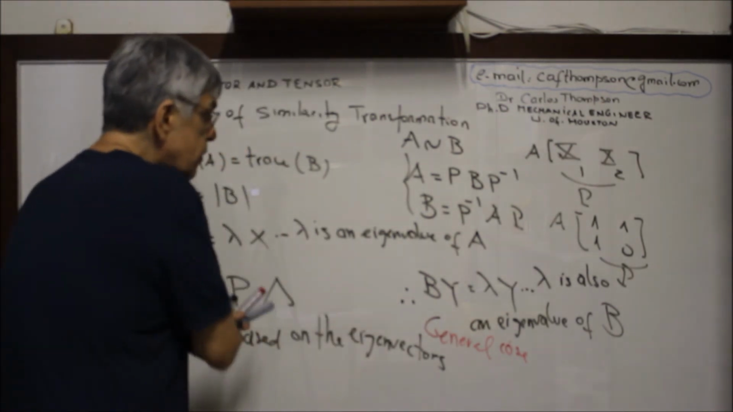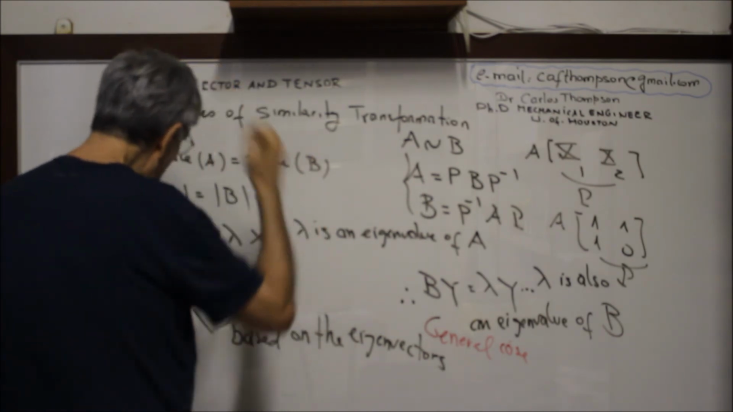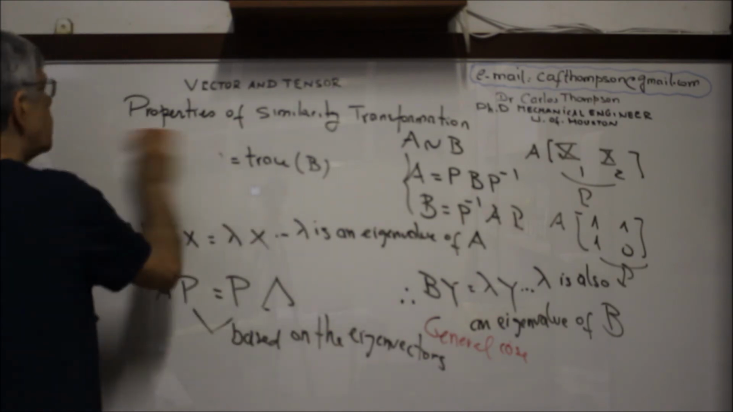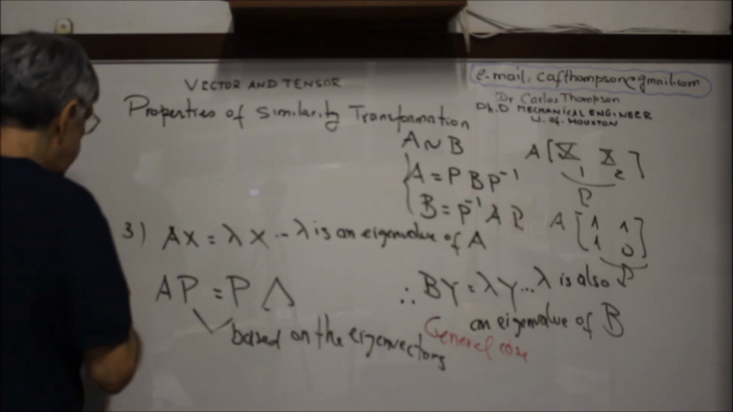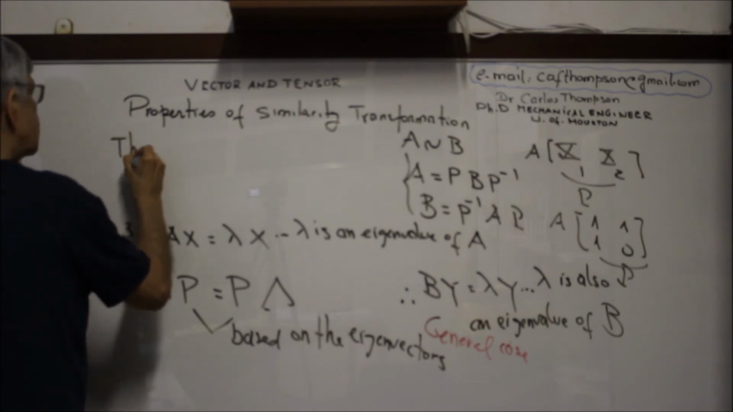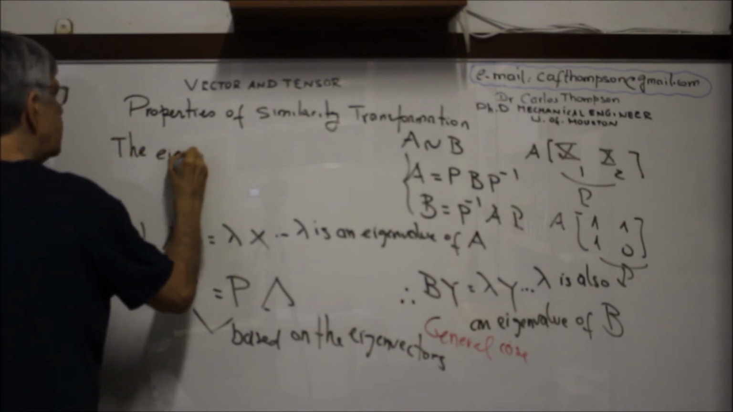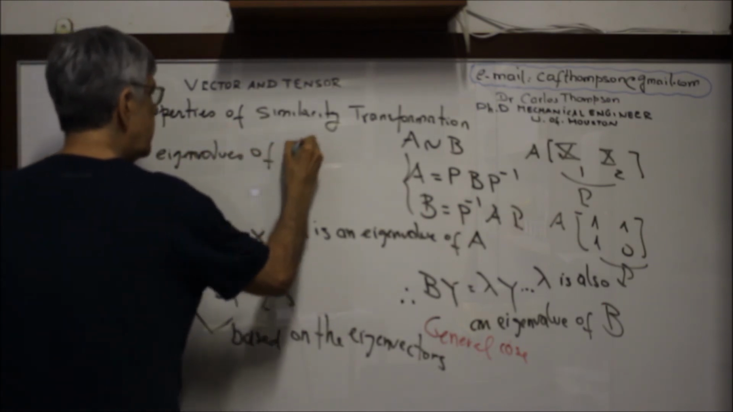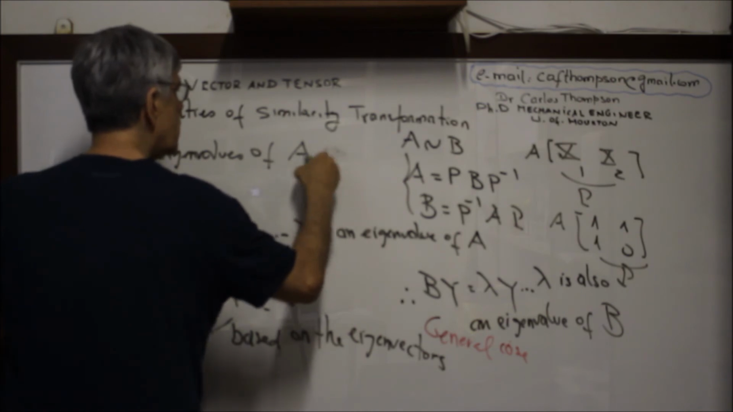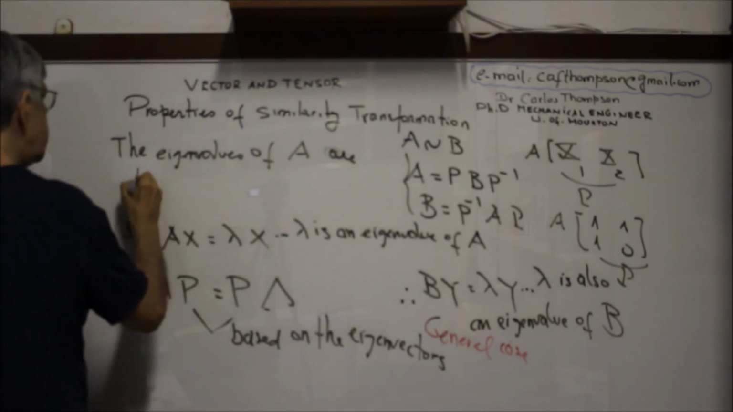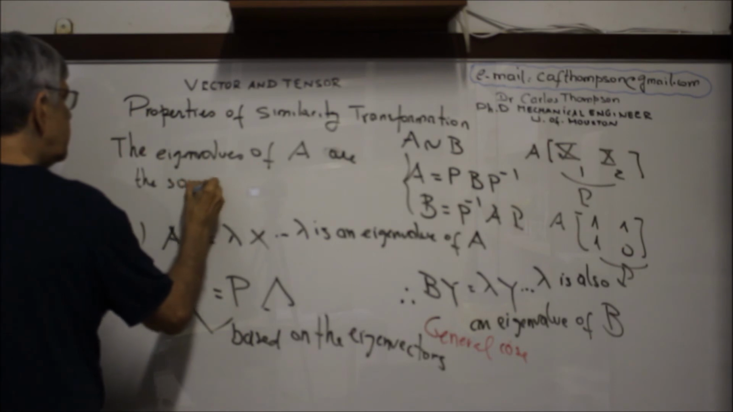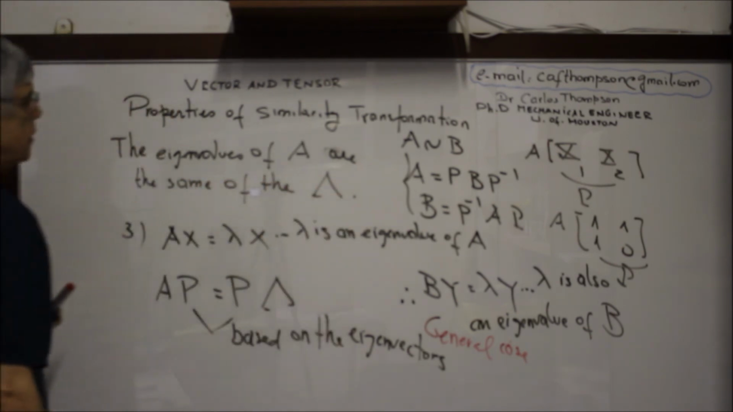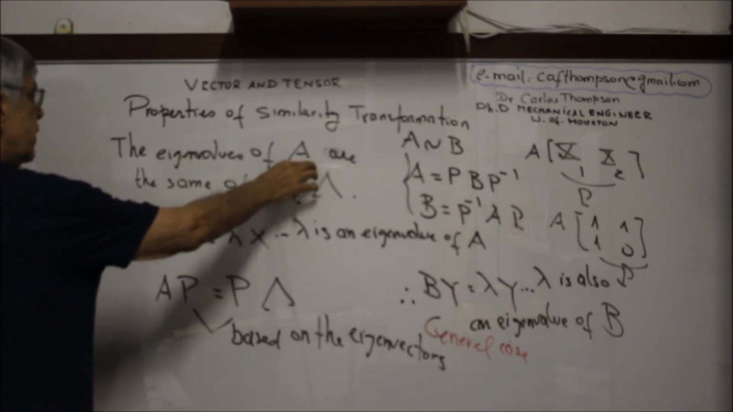the eigenvalues, I would like to write down here, okay. Look, we conclude that the eigenvalues of A are the same as those of lambda. You see? I have a matrix A.